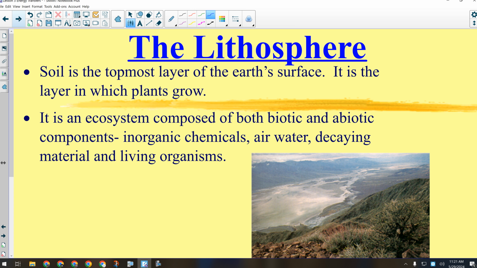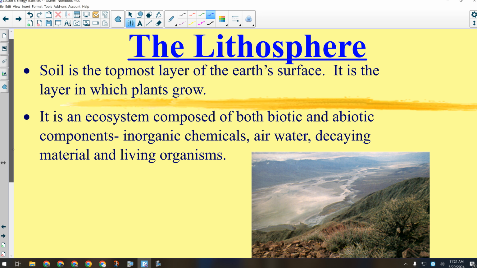Holes are cool. So soil's the topmost layer of the Earth's surface. It's the layer in which plants grow. It's also the one that determines albedo. And it's got layers.